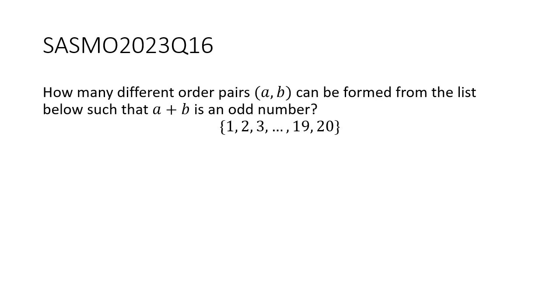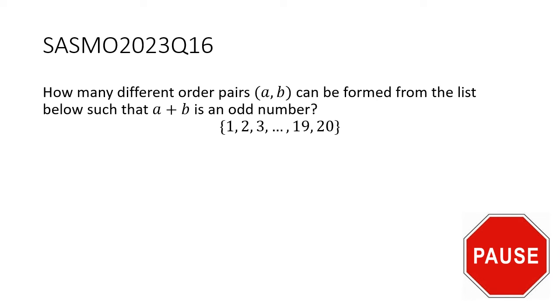Question 16. How many different ordered pairs A, B can be formed from the list below such that A plus B is an odd number? So the list is all the numbers from 1 to 20. Pause the video here and give this question a good try.